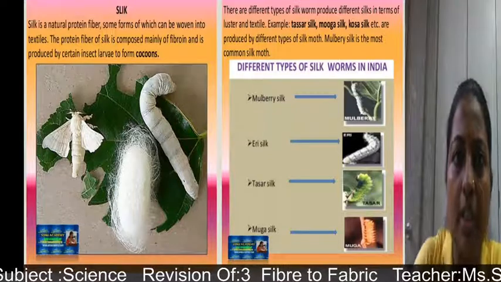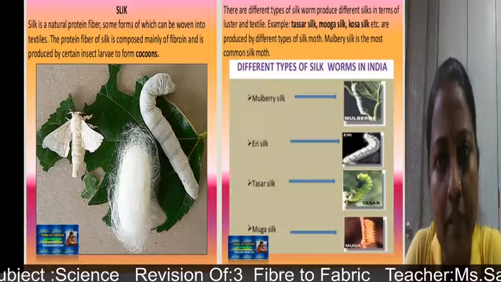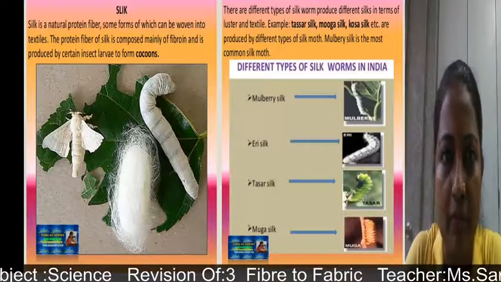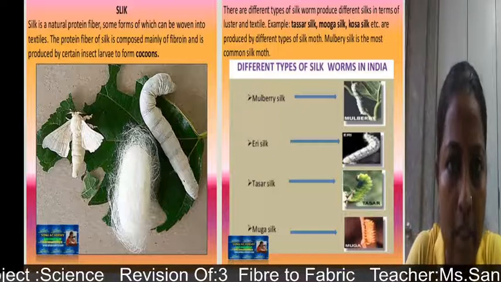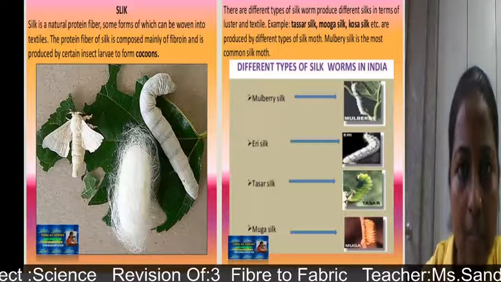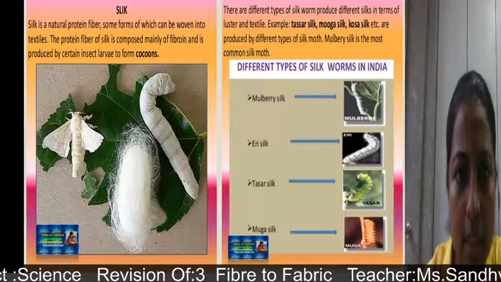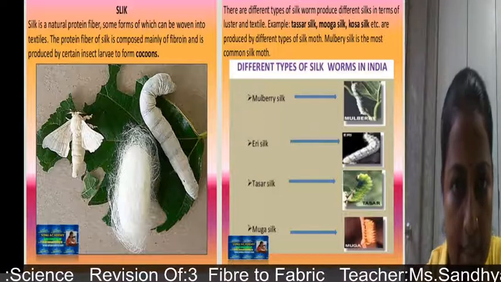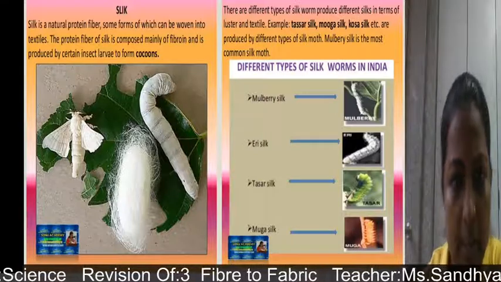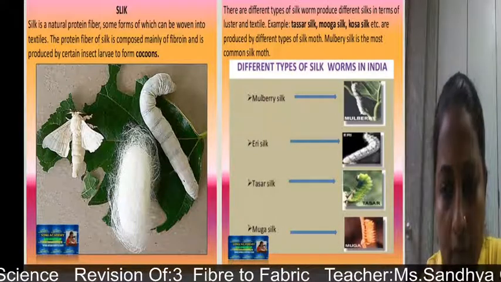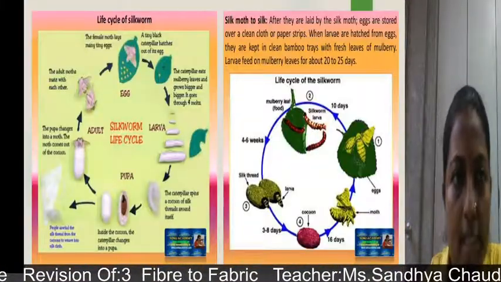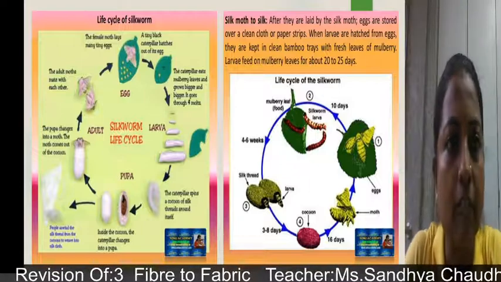Now different types of silkworm produce different silk in terms of luster and texture. For example, tussar silk, muga silk, kosa silk, etc. So you can see here mulberry silk, eri silk, tussar silk, muga silk. These are the different types of silkworms in India. And as you can see here, the life cycle of silkworm is there.